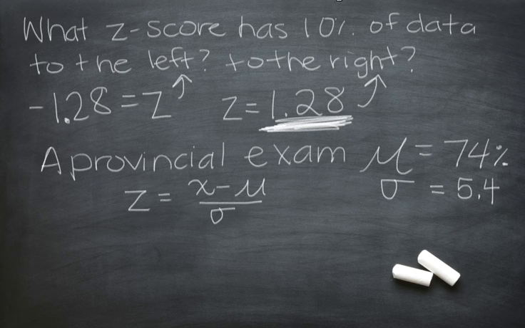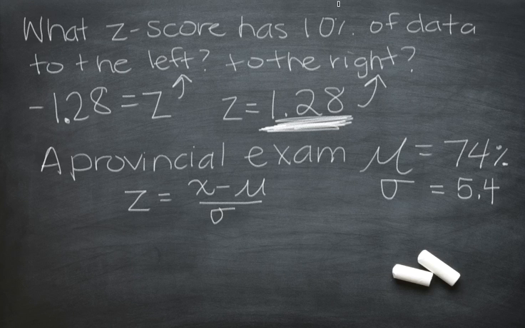Okay, so this is our formula where x is the single value. So in this case, it's the mark that we want on a provincial exam. Mu, again, represents the mean. Sigma is the standard deviation, and Z is our Z-score. So we know a lot of this information. We also know that the standard deviation on this test is 5.4. Sorry, I forgot to mention that earlier.